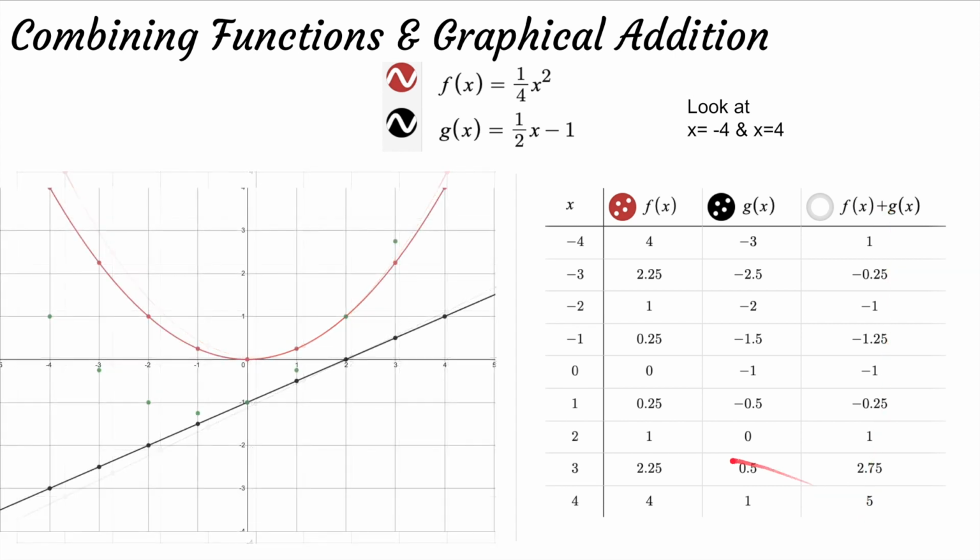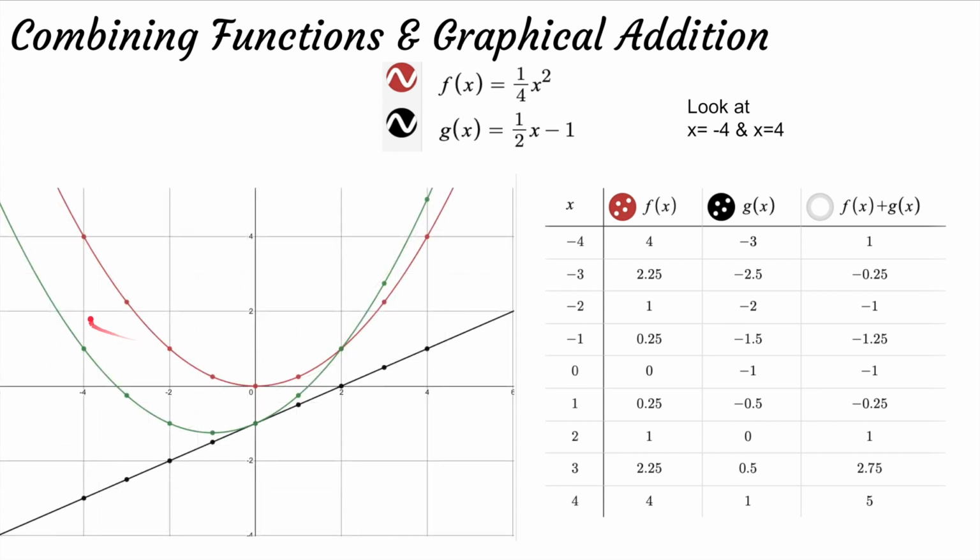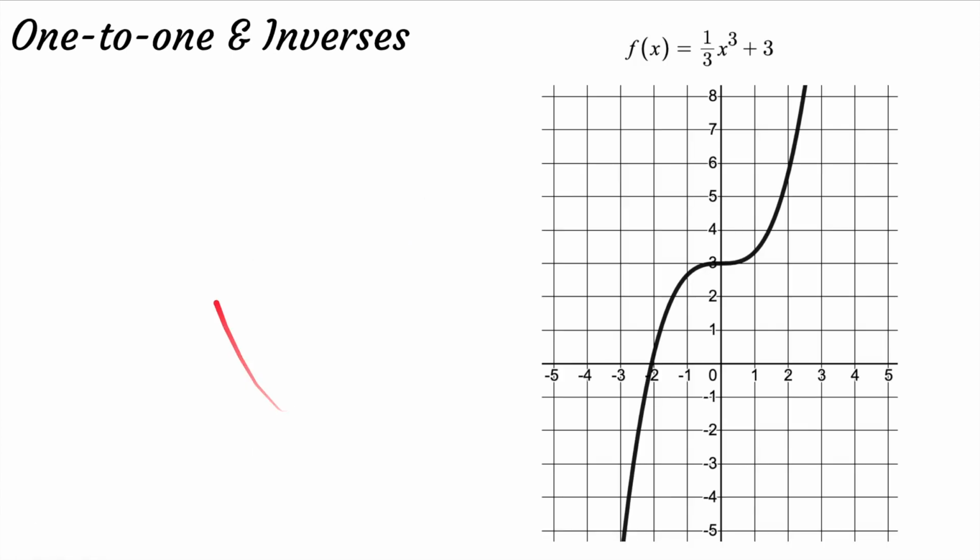Now, if you take f of x plus g of x and put it on the graph, you can barely see it right now. It's because of the green dots without the line. But if you look at the next graph, you can see the green line that's going. That's the f of x plus g of x.